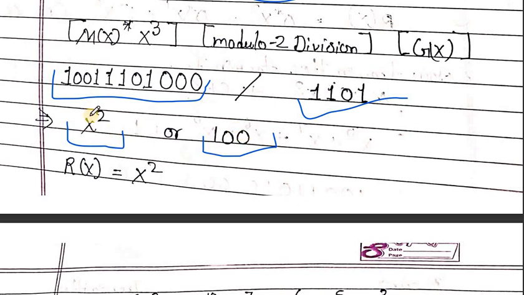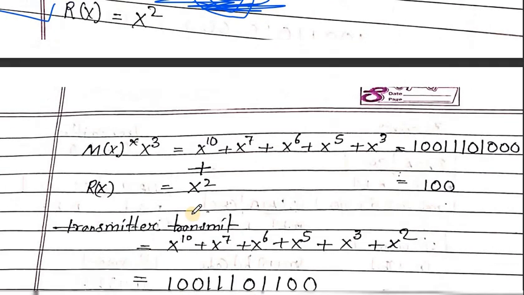This is the binary string of the remainder polynomial function. Here is the remainder we get, and from this binary string we get the polynomial function, the remainder polynomial function. This is also known as CRC. Okay, the remainder polynomial function is this.